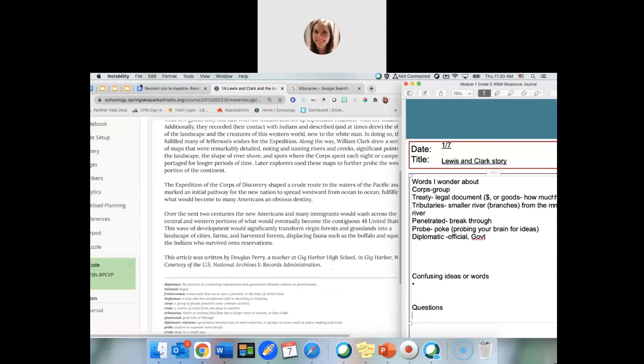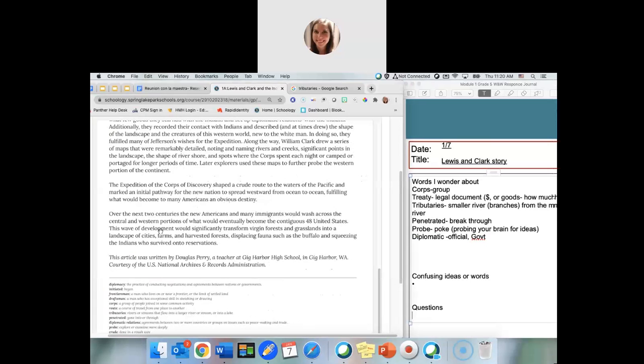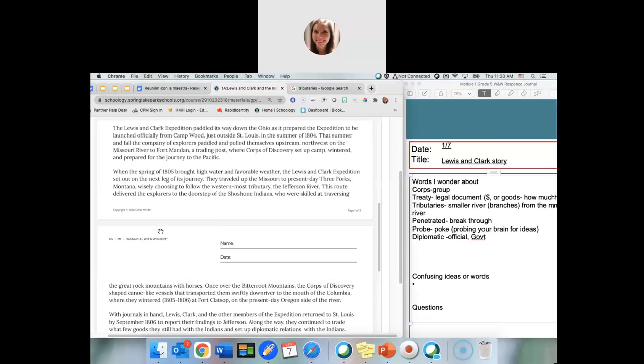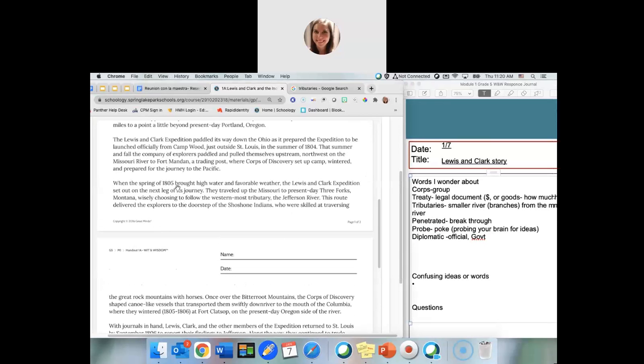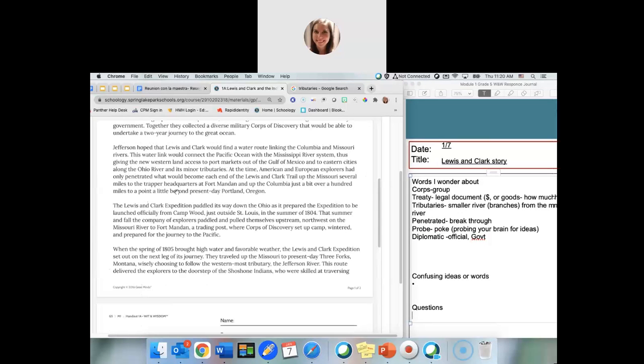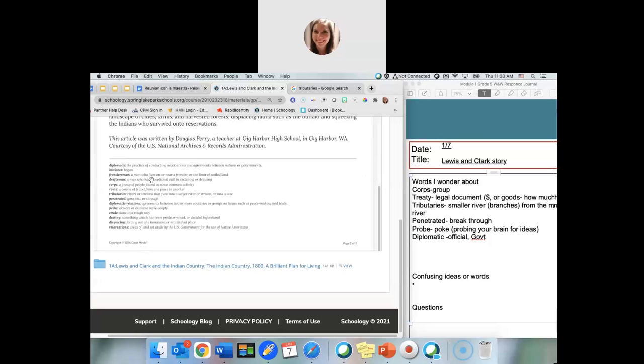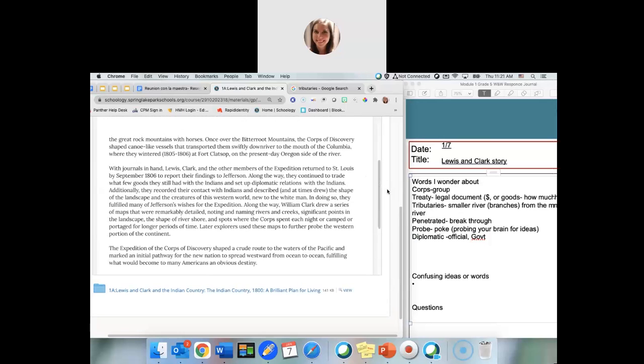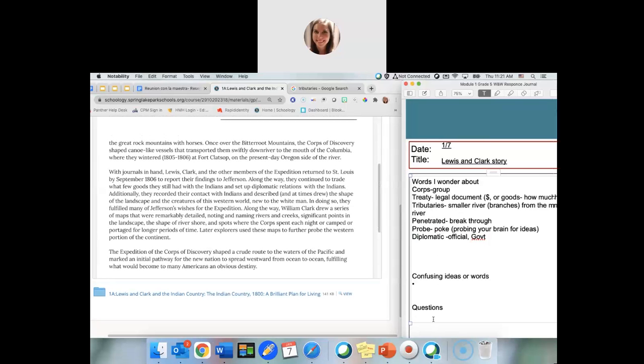I said one confusing idea was, I said forwarding, diplomacy, tributary, and diplomatic relations. Those are my confusing ideas or words. And my questions were, what are the corps of discovery and what are draftsmen? Ooh, so we know draftsmen. So Lewis and Clark, was one of them a draftsman? I cannot remember.